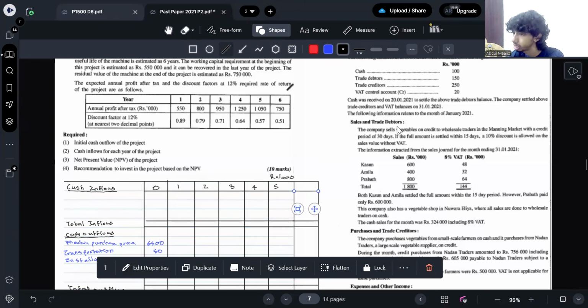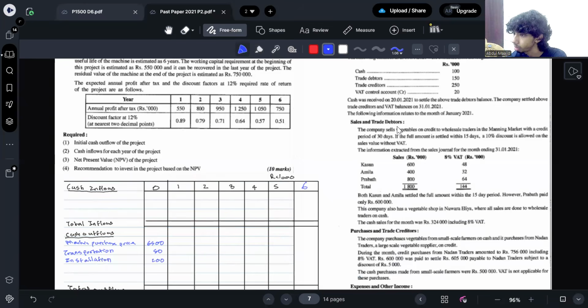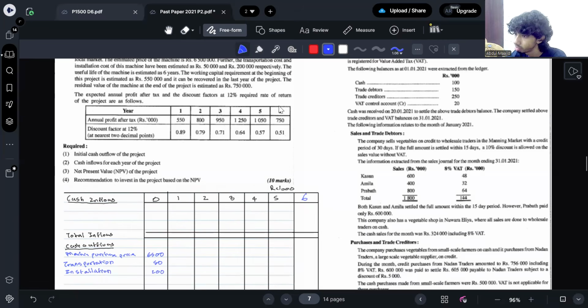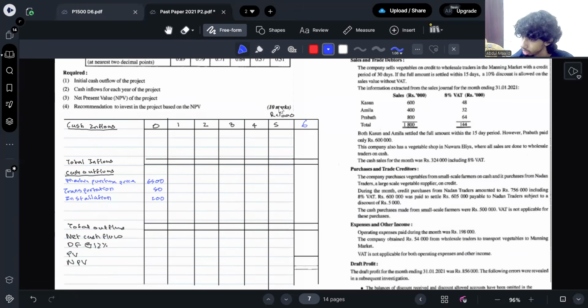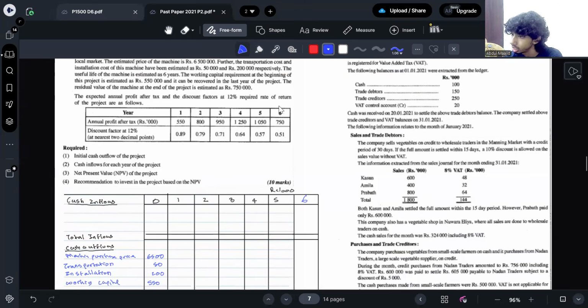6 years. The working capital requirement at the beginning is 550,000. Working capital will be an initial outflow, and it can be recovered in the last year. Then it will be an inflow in the last year. That's called terminal cash flow, 550.